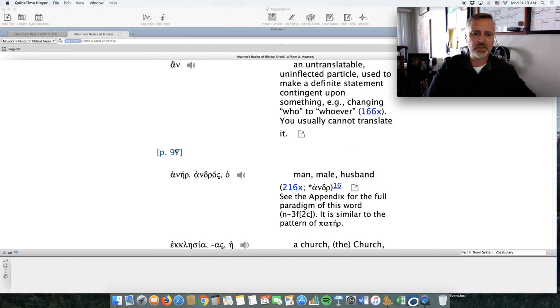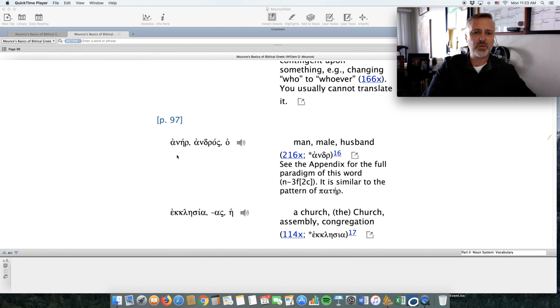All right. Our next noun, aner, aner. Aner means man, male, or husband. The husband, the aner of one gune, the husband of one wife, in 1 Timothy. Ha aner, man, male, husband. So in this case, it is masculine. Notice that aner is a third declension noun, and the stem of aner is actually andr.